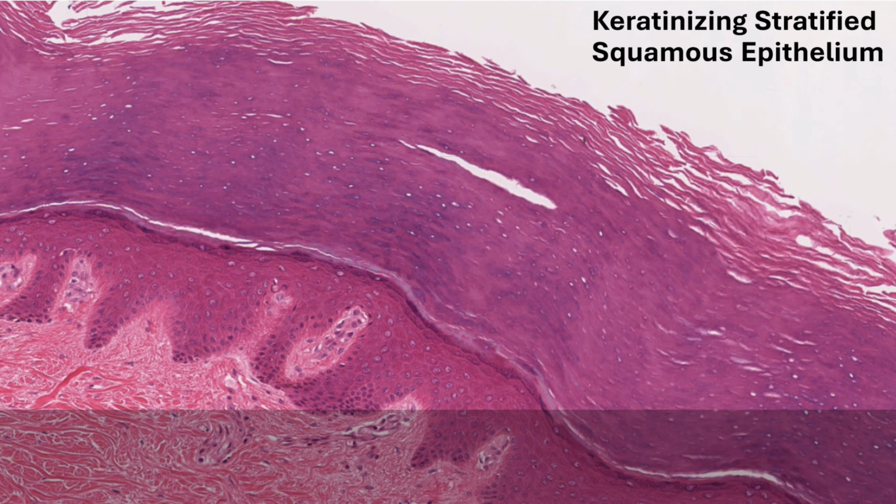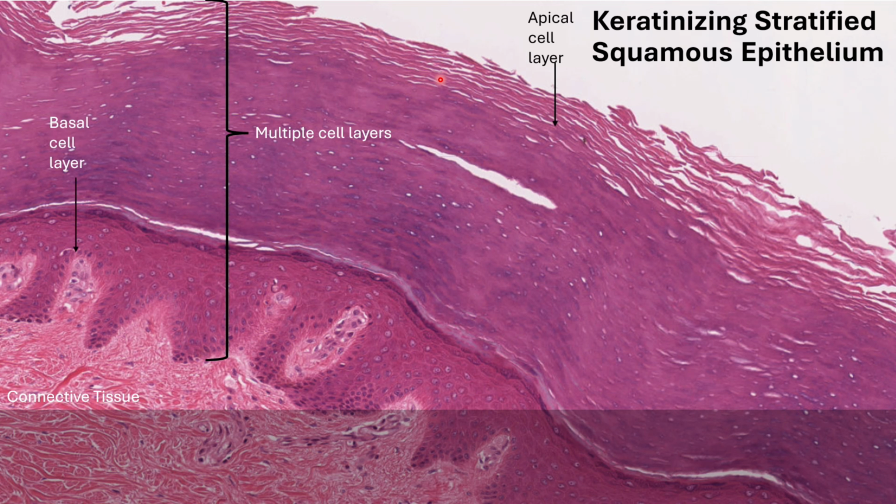We see the same basic organization in keratinizing stratified squamous epithelium as we saw previously in non-keratinized stratified squamous epithelium. There are multiple cell layers with cuboidally shaped basal cell layer and a flat apical cell layer. The largest difference here is that the process of keratinizing cells causes them to die and fill with keratin. The cells become uniform in look, and you cannot find nuclei in the apical cells.